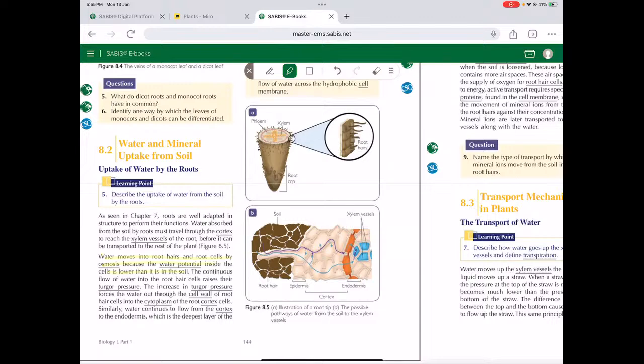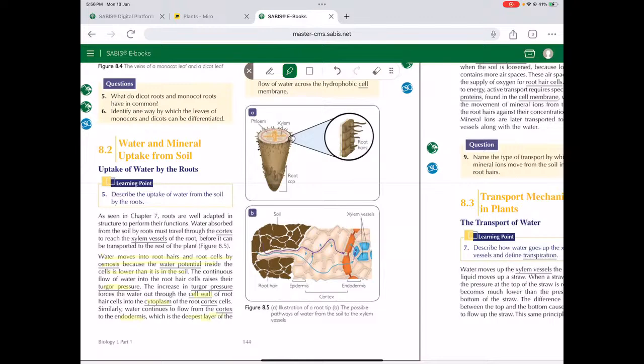And now this continuous entry of water will increase what? The turgor pressure. Since we have an increase in turgor pressure, it will force the water out through the cell wall, then the cytoplasm, and then it will go into the endodermis. Okay, and you have to know, the endodermis is what? The deepest layer of the cortex.